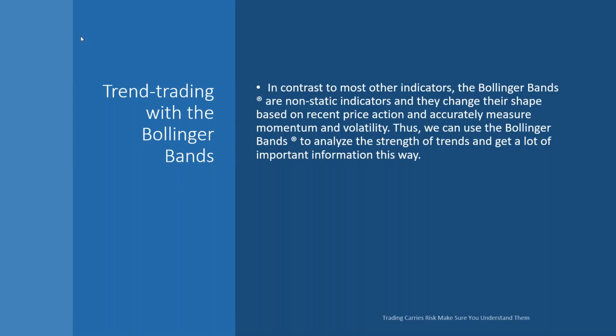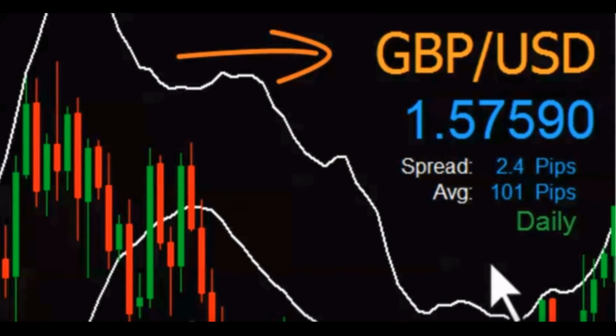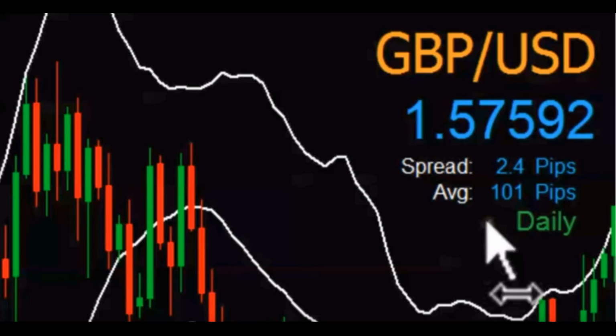And let me show you how we would set the Bollinger Bands up, once we get them set up, how we would calculate our entry point, and how we use the Bollinger Bands for our stop loss. Let's go to the live market and take a look at the pound dollar on a daily chart to illustrate how we can trade using Bollinger Bands.